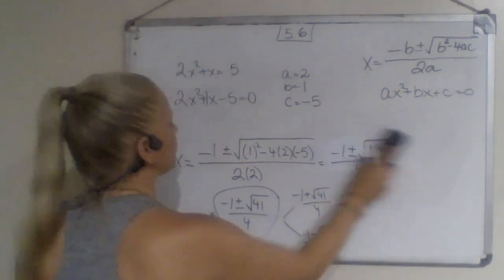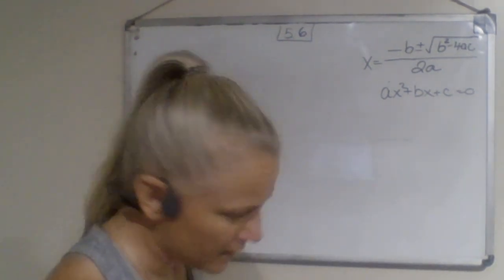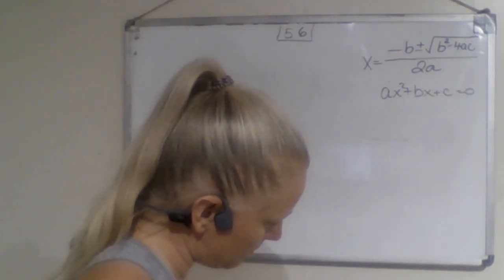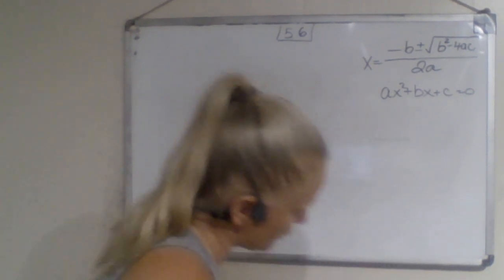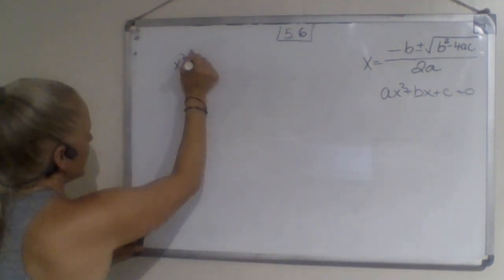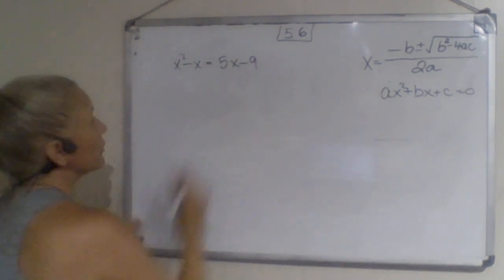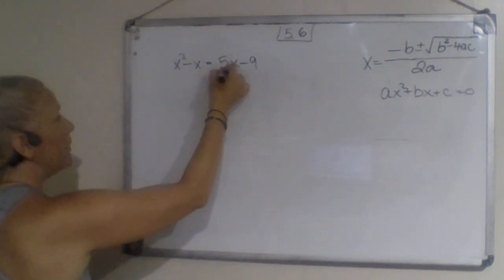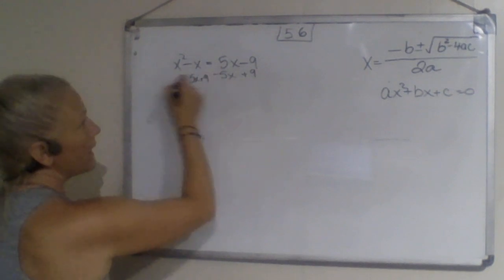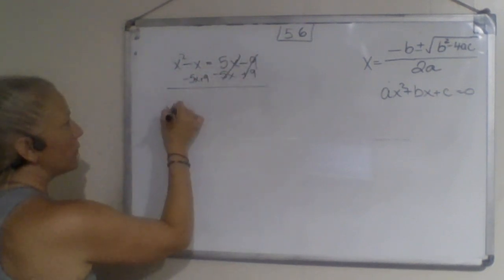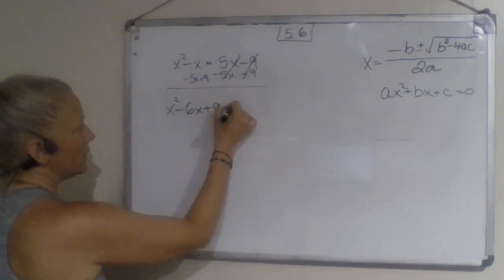Let's try another one. We're going to do a few of these. I'm not doing them all because we're going to go bananas. But I do need you to know that some of them might have solutions that exist or don't exist. Let's try this: x squared minus x equals 5x minus 9. Again, to solve it, we have to set it equal to 0. Minus 5x plus 9, minus 5x plus 9, right? That's gone. I get x squared minus x minus 5x, negative 6x plus 9 equals 0.